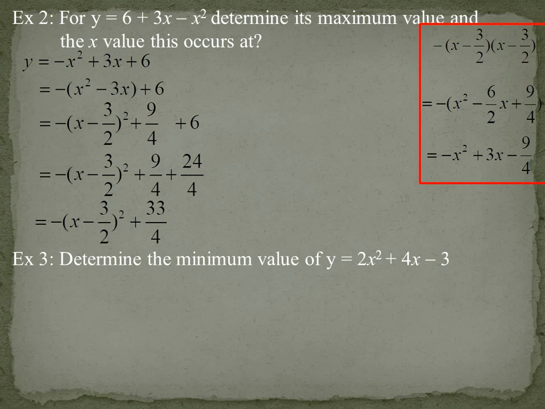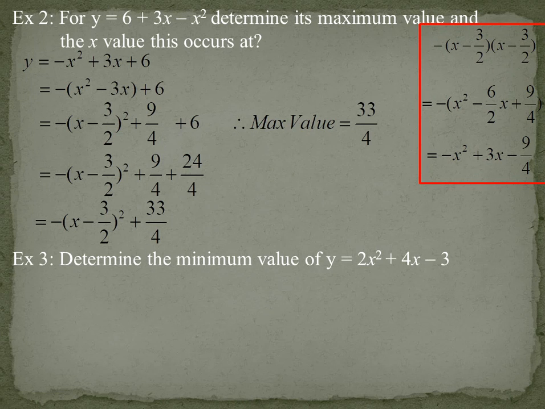Now we've completed the square, we can determine the maximum value and the x value this occurs at because it's related to the turning point. So therefore the max value of the function will be 33 over 4. It will never be bigger than that. Think of it as a sad face, maximum parabola.